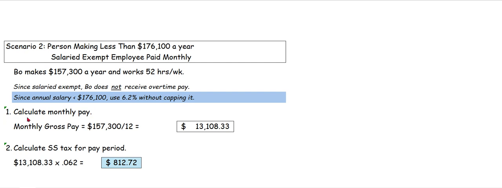So we'll calculate the monthly pay. $157,300 divided by 12 yields this number. Now we're going to calculate the Social Security tax for the pay period. So $13,108.33 times 6.2% yields $812.72 a month in Social Security tax.